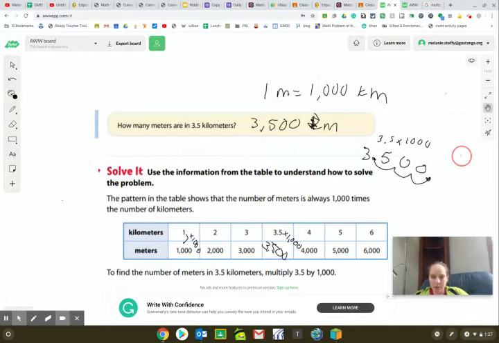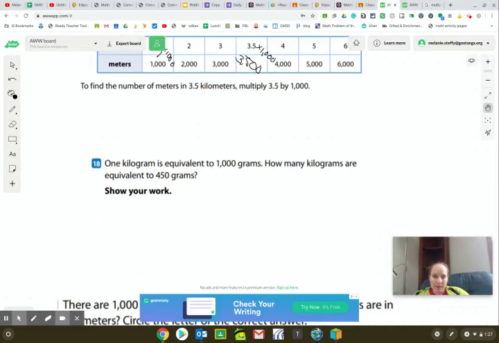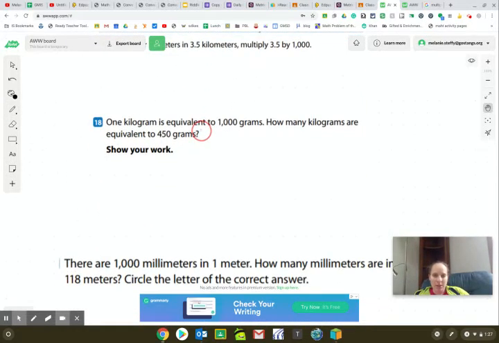Let's go down to our next problem. So we have this problem. It says 1 kilogram is equivalent to 1,000 grams. How many kilograms are equivalent to 450 grams? So once again, we're working with kilograms here. That is our base unit. So we're measuring the weight of things.